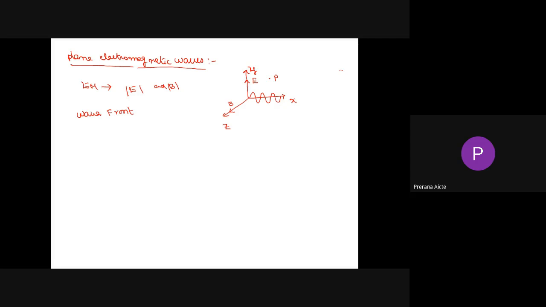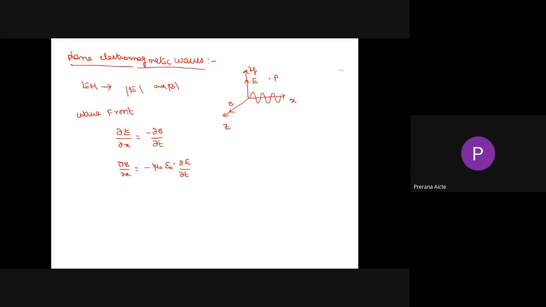Now the relation is dou E by dou x equals minus dou B by dou t, and dou B by dou x equals minus mu naught epsilon naught into dou E by dou t. This is the relation between electric field E and magnetic flux density B with respect to x and t values.